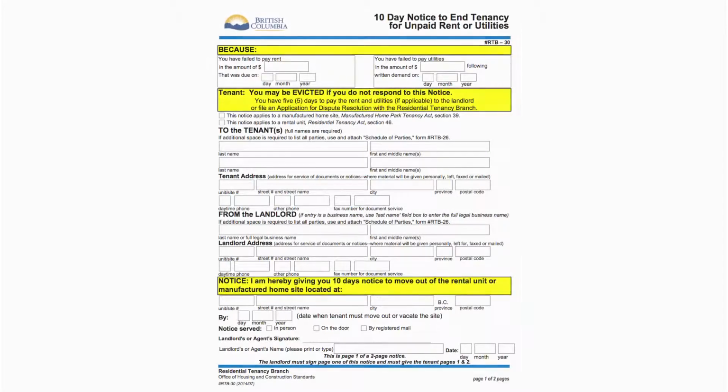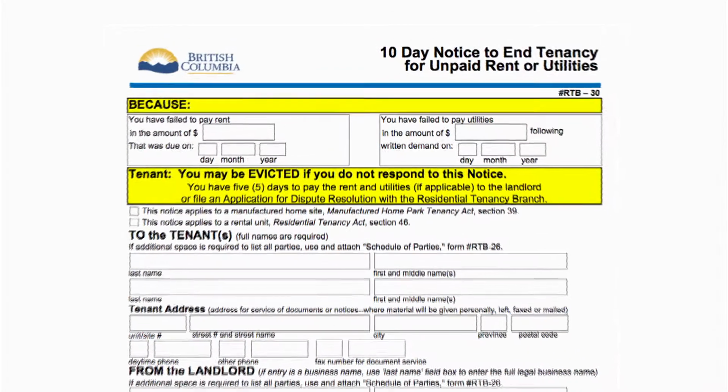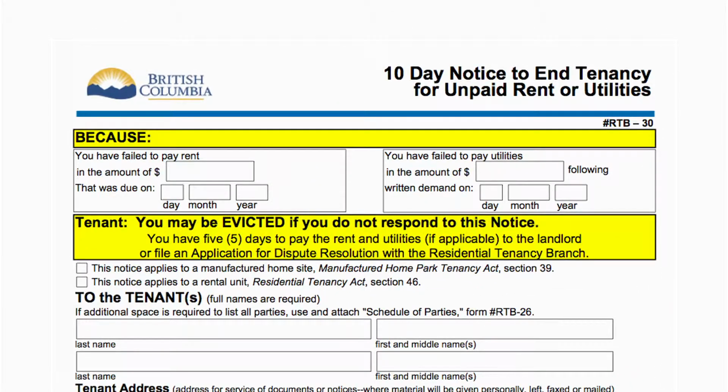I'm the Vice President of Goal Team Management, and we're going to talk about reasons to evict a tenant. The first notice that we normally give a tenant is what's called a 10-day notice for non-payment of rent or utilities. So we do the rent roll on the first of the month.